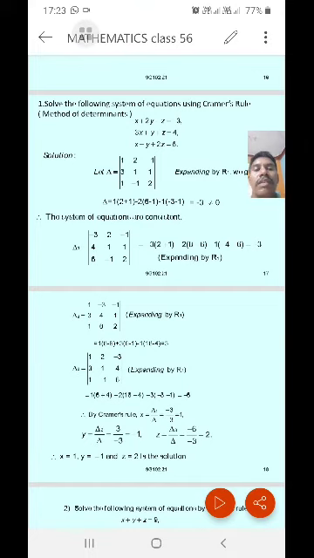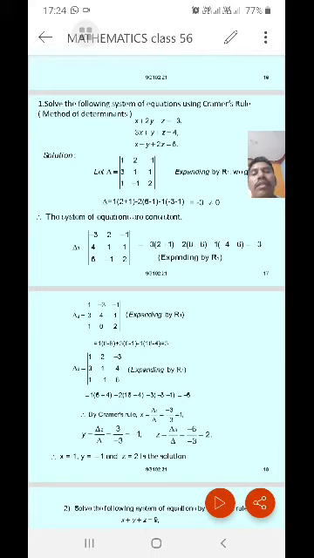Remaining first and second column as it is, like in the delta. So delta 2 we can write 1, 3, 1 and minus 3, 4, 6, third column minus 1, 1, 2. So here also again expanding by R1, same procedure, and after simplification we get delta 2 equal to 3.